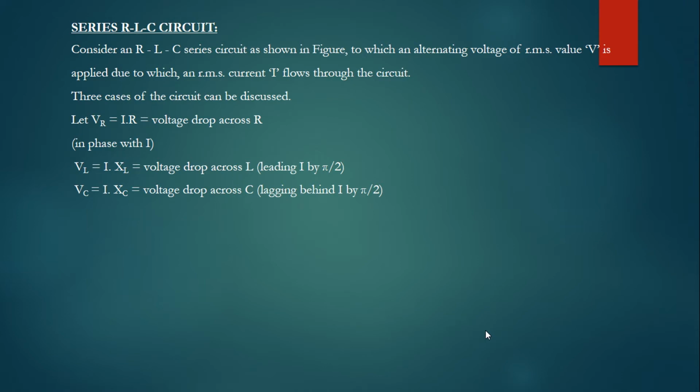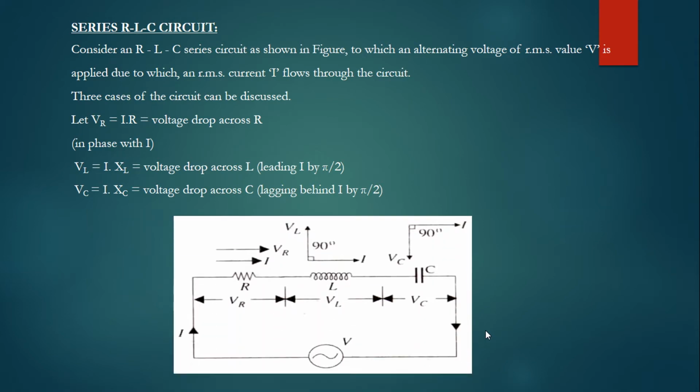The last one is a series RLC circuit. That is very peculiar and very important. In this circuit we are considering three components: resistance, inductance and capacitance. Without knowing the value of inductance and capacitance, we cannot predict whether the current is lagging or leading in the circuit, because the current depends upon inductance as well as capacitance.